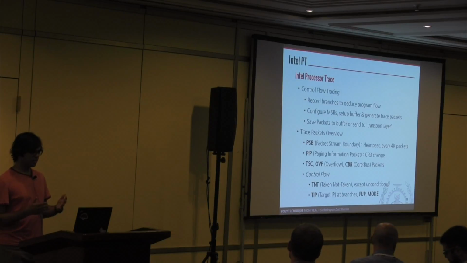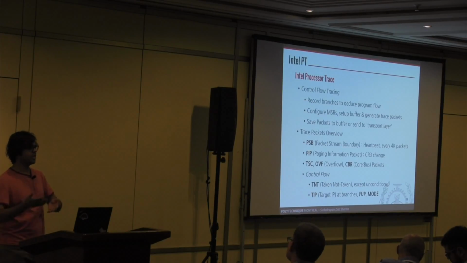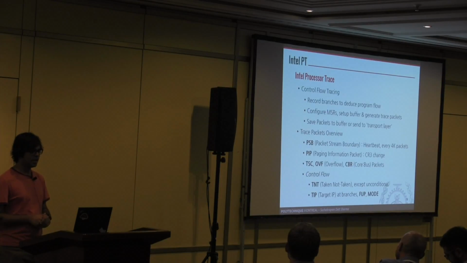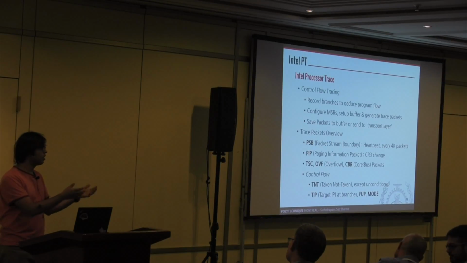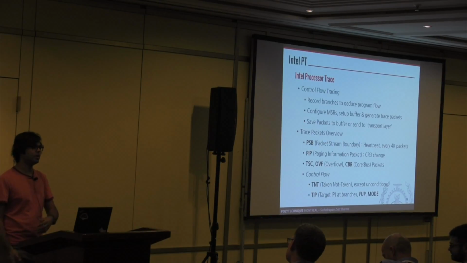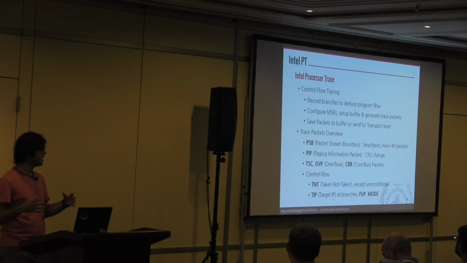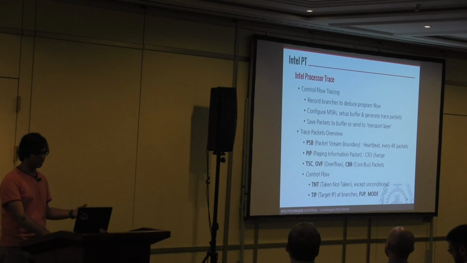For branches, which is the most important, there is the taken or not taken packet. It's just 1 bit per branch, so it's very cheap. You just store 1 bit for the branch which was taken, and the target IP. If it was a call or an indirect branch, then you need to know the target IP of that branch, so you would record that. And then you take all these packets, merge all of them, and decode them later on.